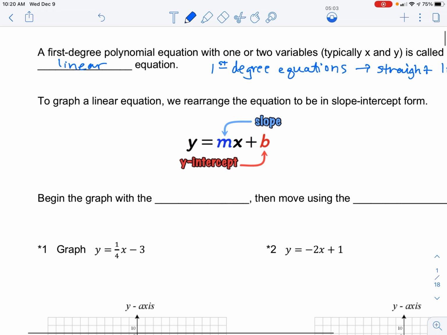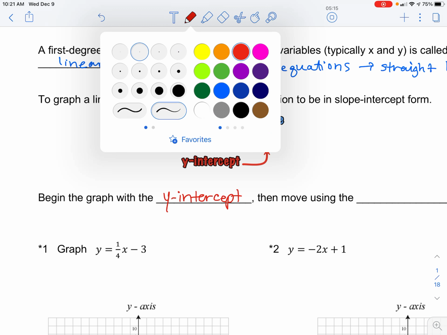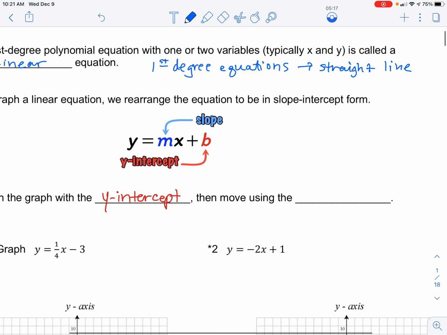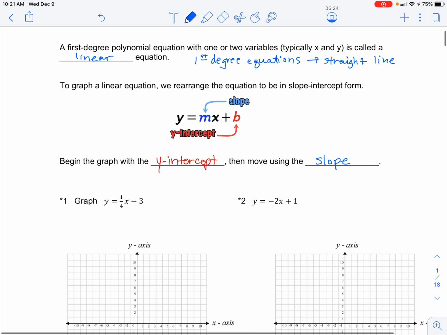So right below that, I want you to put begin the graph. We always start with the y-intercept. I'm going to actually put that in red to match it. Begin the graph with the y-intercept, and then move using the slope to find another point on your coordinate plane, and then connect those, and you'll have made the line. So let's take a look at what that looks like.